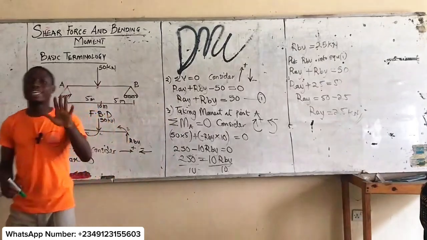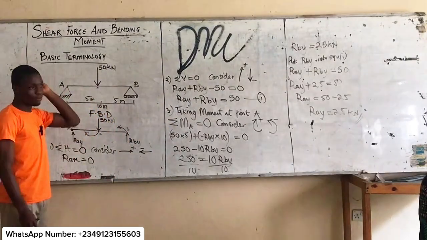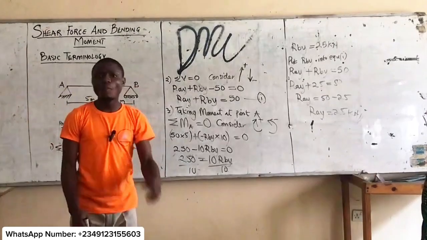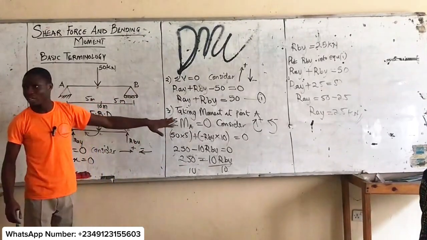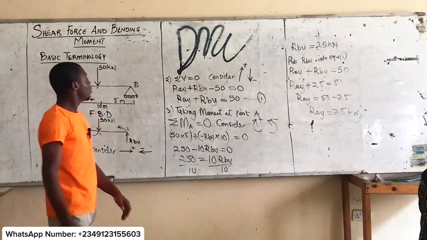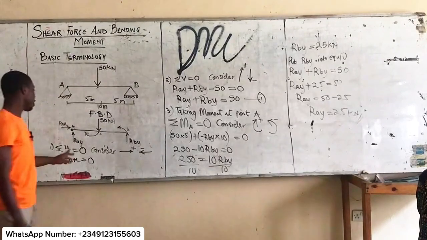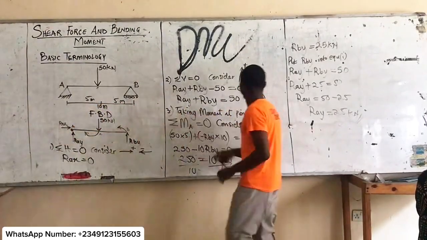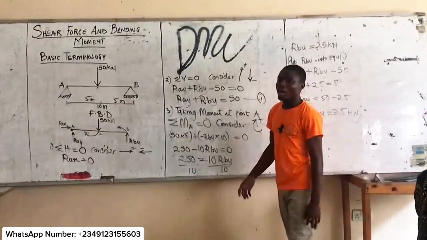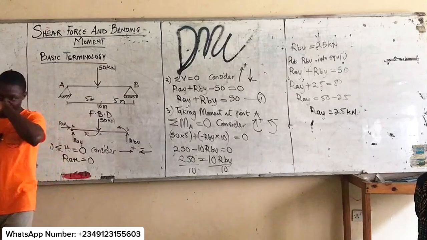So now let's draw shear force and bending moment. So there are 3 equations of equilibrium. Consider them when you are done: summation H, summation V, and summation moment at the point.